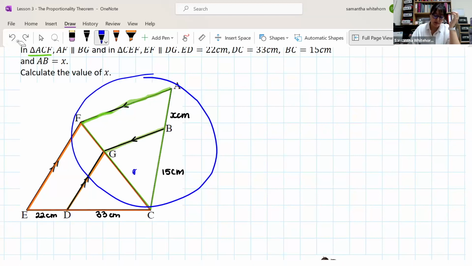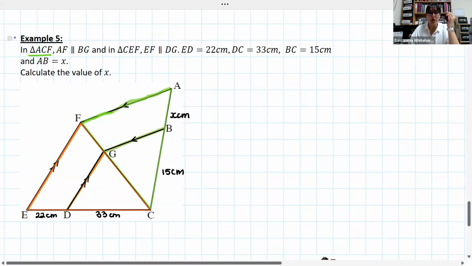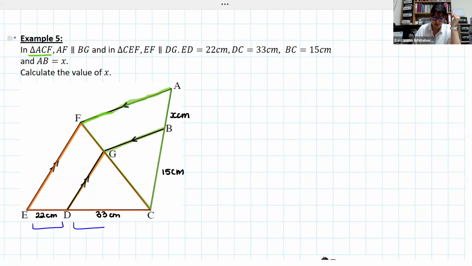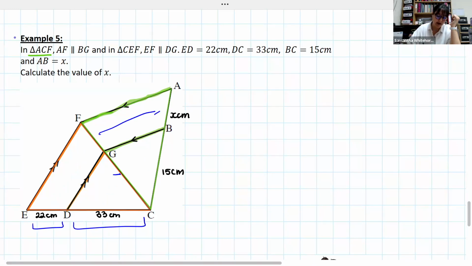Okay, but what we need to bear in mind is that we've got this orange triangle. And in this orange triangle, I have got two side lengths that, if I now set up a proportion, can give me the proportion of FG to GC, which is what I want, so that I can then move on to AB to BC. So we have to look at it as a process.